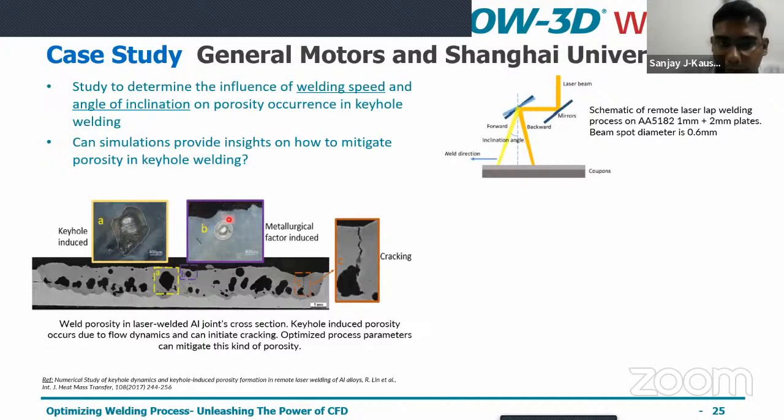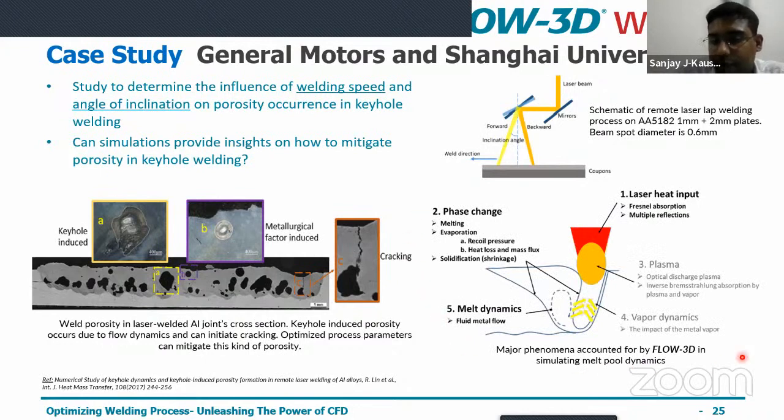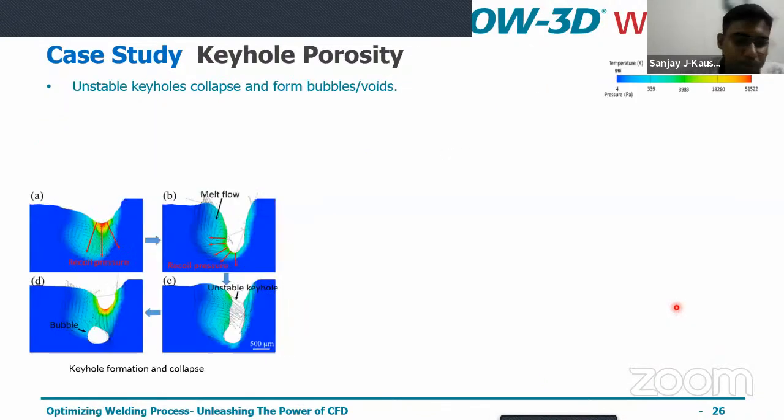So majorly there are two kinds of defects. One is metallurgically formed porosities, and the second one is keyhole formed porosities. When there are keyhole formed porosities, they are actually non-linear. They don't have a particular shape or size. But metallurgically induced porosities have a particular shape, let's say circular or spherical. Any kind of porosity eventually leads to cracking. So these are the kinds of physics that they're tracking in the simulation: phase change, laser heat input, melt pool dynamics, vapor dynamics of the metal, liquid metal, and things like that.